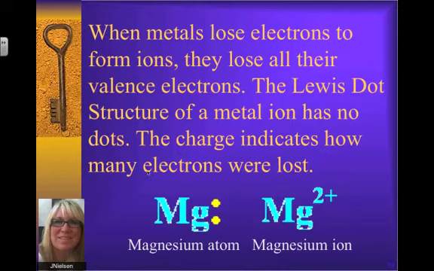When metals lose electrons to form ions, they lose all their valence electrons. The Lewis dot structure of a metal ion has no dots. The charge indicates how many electrons were lost. So, if we form a magnesium ion, it means it gives up 2 electrons, and we only write Mg plus 2. We don't write anything else.